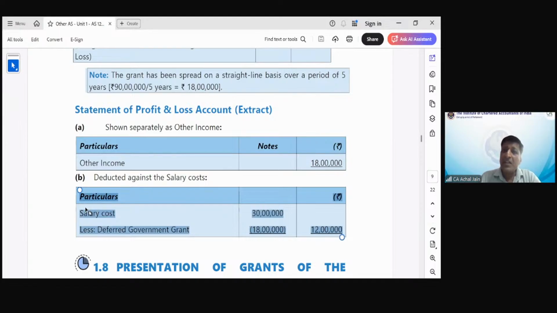Okay. So total salary cost is 30 lakhs, from which we have adjusted the government grant income for the year. Thereby, salary cost has got reduced to 12 lakhs. 12 lakhs. Right? Yes, sir. Very good, Smriti. Thank you, sir.